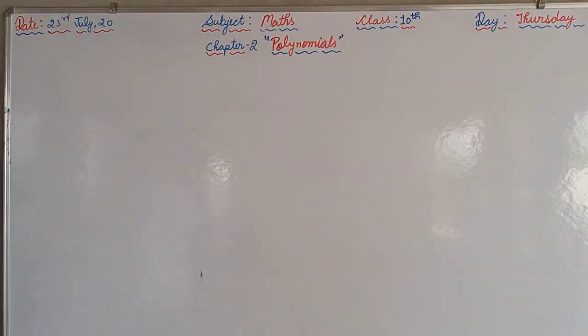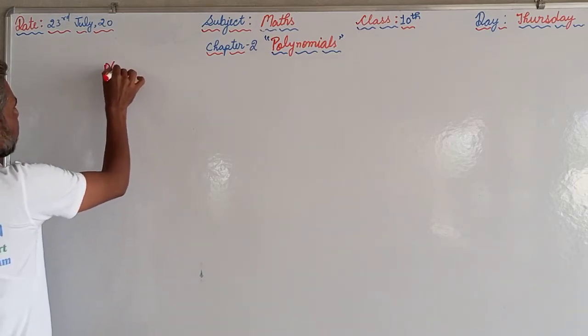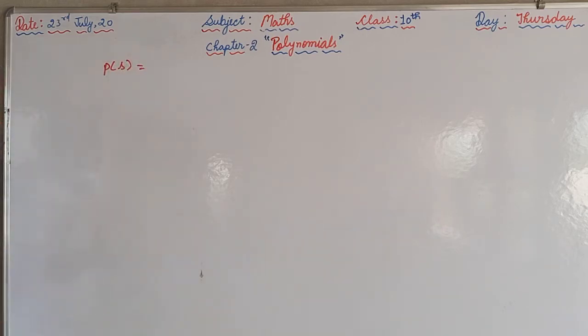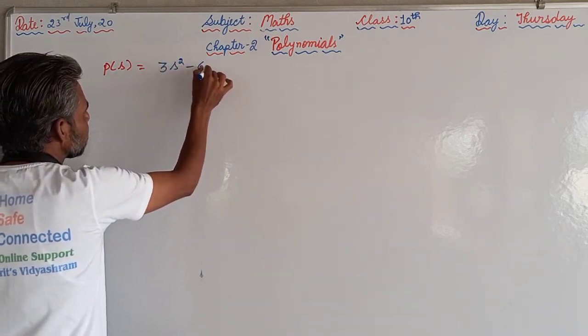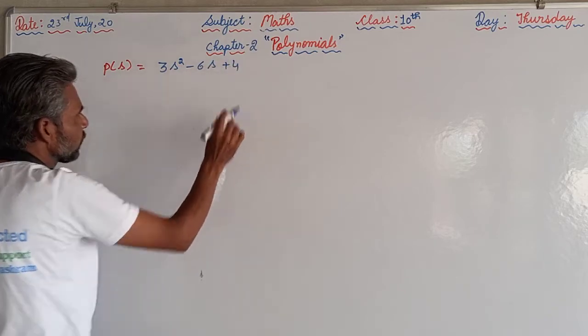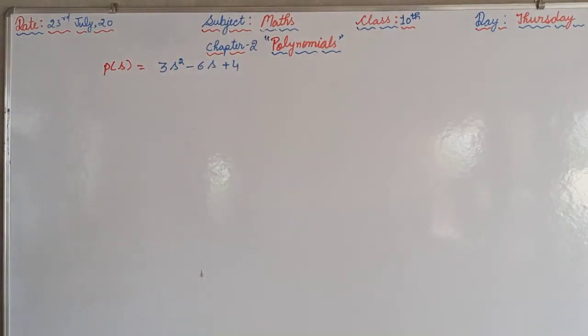And that question is: if a polynomial is given, that is p of s. P of s means the variable is s. It is a polynomial in variable s, and that is 3s square minus 6s plus 4. This is the polynomial in variable s.